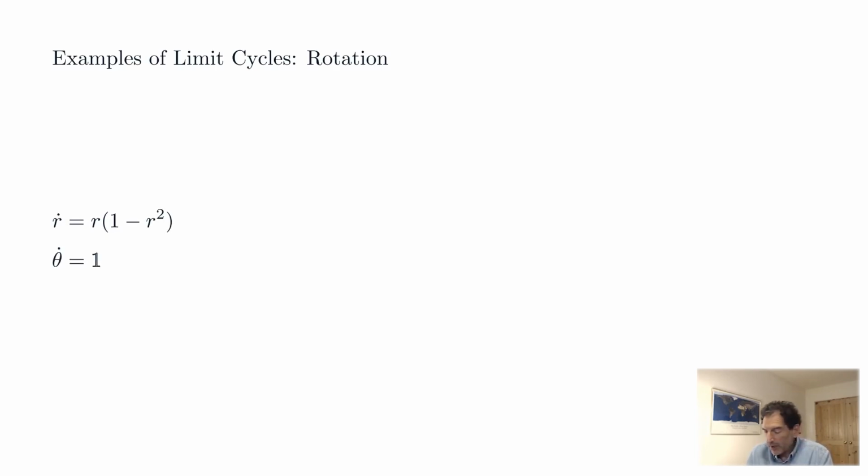So in the theta direction, all that's happening is that there's constant rotation speed. And in the radial direction, it just looks like logistic growth, namely that r equals 0 will be an unstable fixed point and r equals 1 is a stable fixed point.